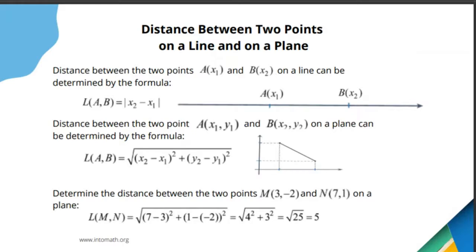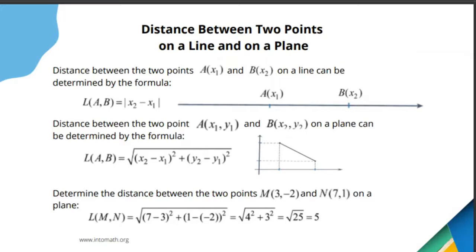The distance between 2 points, A with the coordinates x1 and y1, and B, x2, y2 on a plane can be determined by the formula: square root of the square of the difference in x's plus the square of the difference in y's. This formula has a little bit of resemblance to the slope of the line formula that you have previously done, the difference in x's and the difference in y's.